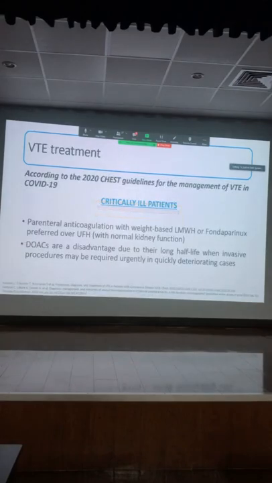Continue. According to the 2020 CHEST guidelines for the management of VTE in COVID-19, for critically ill patients, parenteral anticoagulation with weight-based low molecular weight heparin or fondaparinux is preferred over unfractionated heparin with normal kidney function. DOACs are disadvantaged due to their long half-life when invasive procedures may be required urgently in quickly deteriorating cases. That means not all the drugs have an antidote. The only one with an antidote on the market is dabigatran, and each ampoule of antidote costs about 10,000 riyal, and this exists in Faqih Hospital.